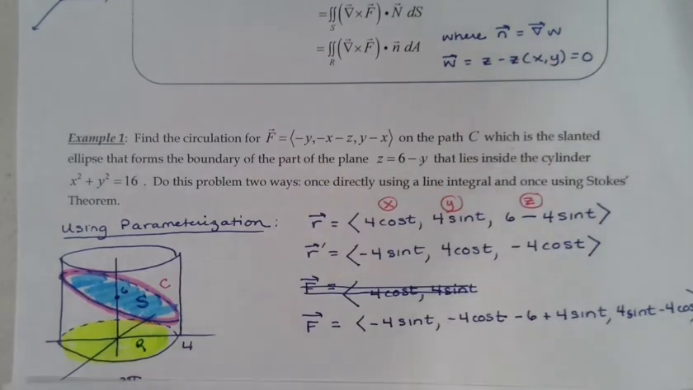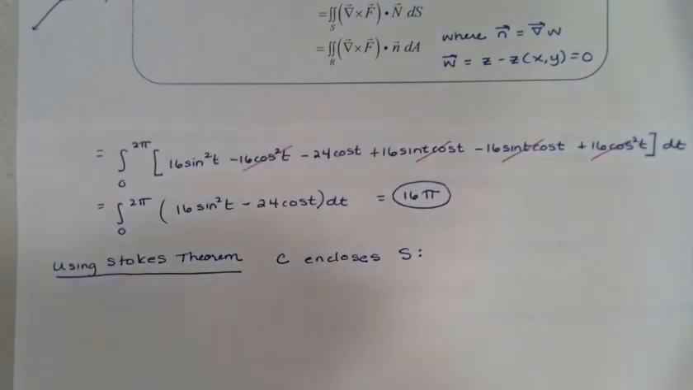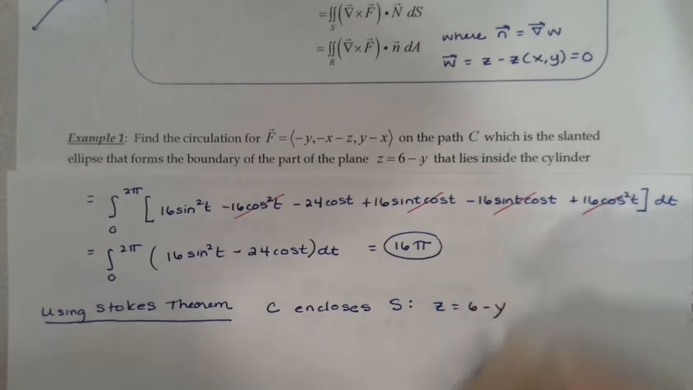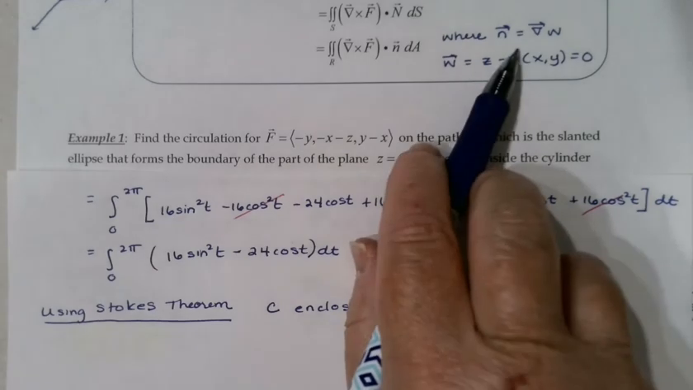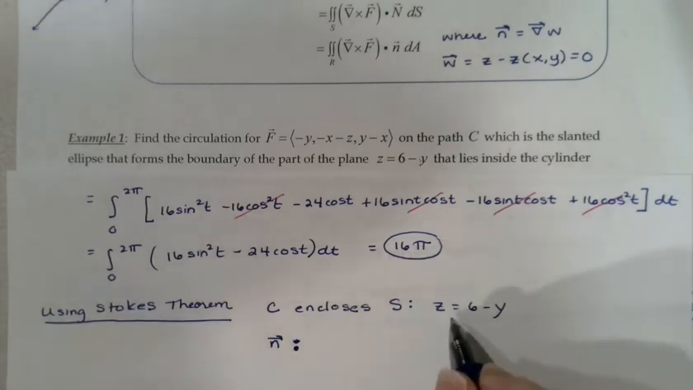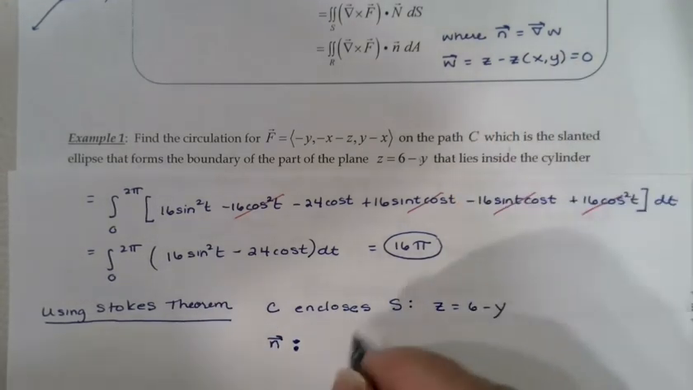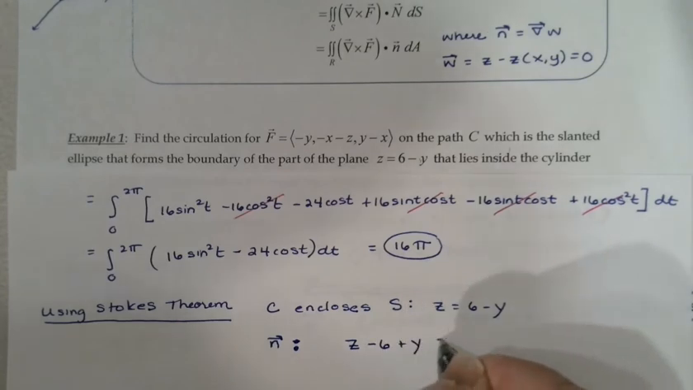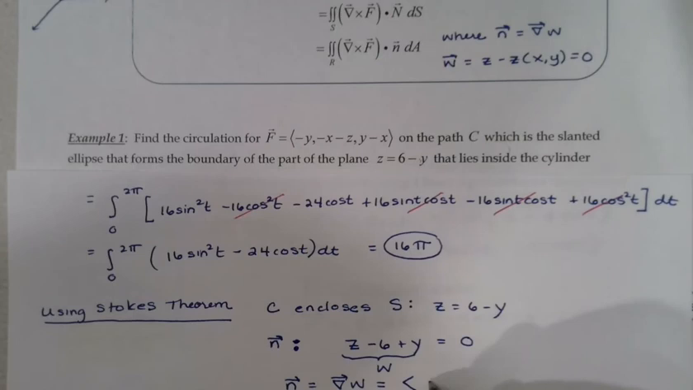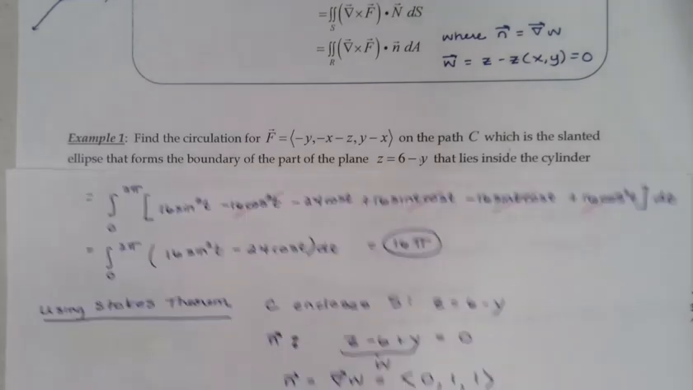So let's go ahead and write a couple of things down here. Again, S was, in this case, the piece of the plane z equals 6 minus y. So I'm going to go ahead and get the n right now. To get w, I take z minus z of x and y. So z minus 6 plus y equals 0 becomes my w, and n is the gradient of w. Gradient of w in this case would be 0 with respect to x, 1 with respect to y, and 1 with respect to z. So there's our normal vector n.